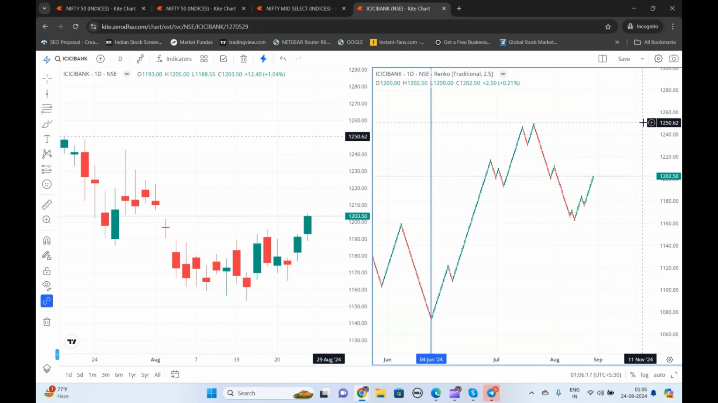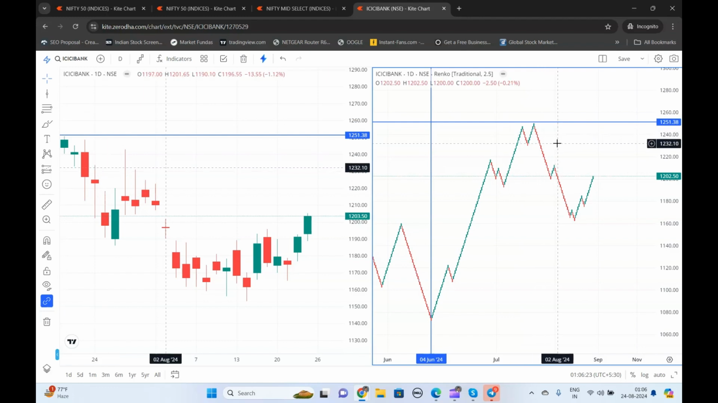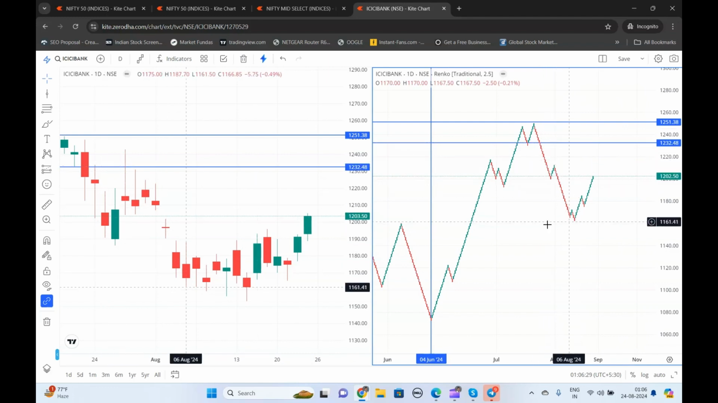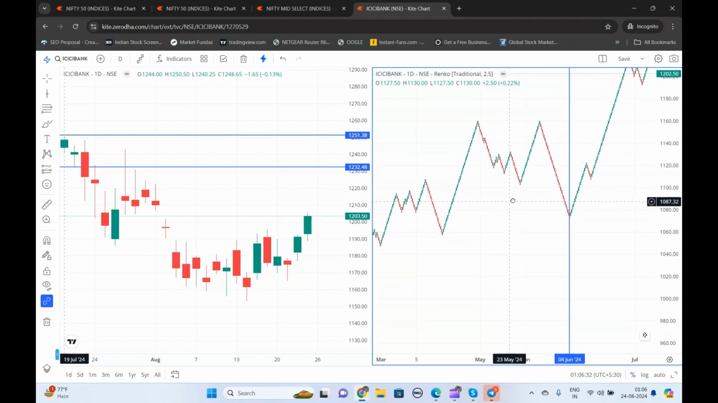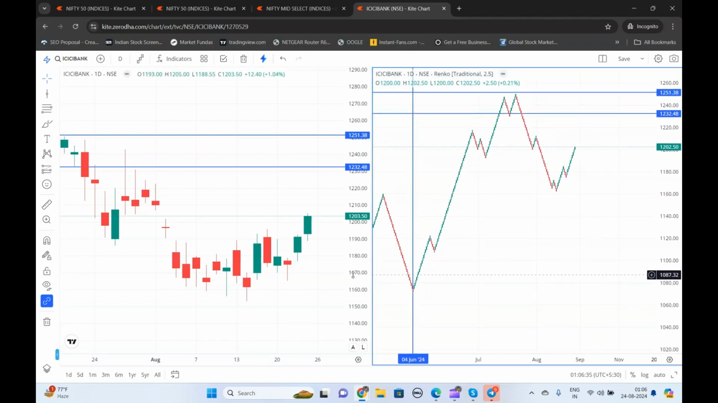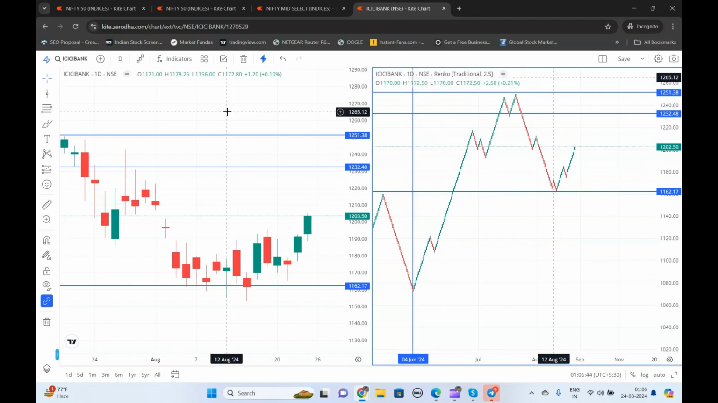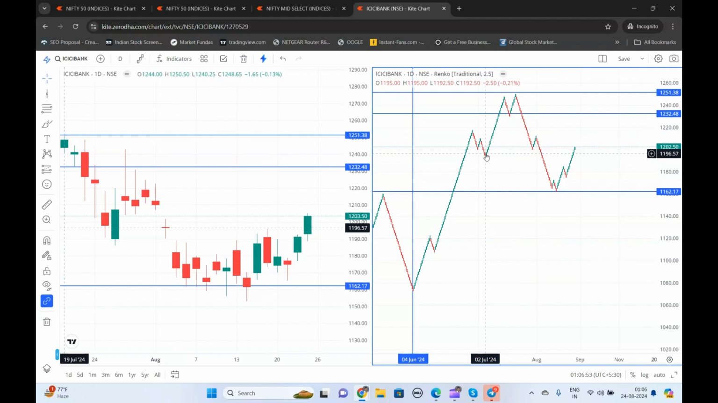You can easily draw the resistance. You look at the M pattern, it made an M pattern. This is where it has crossed. If somebody wanted to go short, that's when you go short, right? Pretty easy to draw resistance and support. So it took support from here, went up. For stocks, when you use a Renko chart, you have to change the brick size because this is only 1200. I chose a 2.5 brick size for ICICI. In the same way, you can choose for other stocks also.